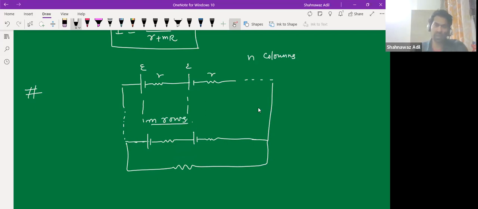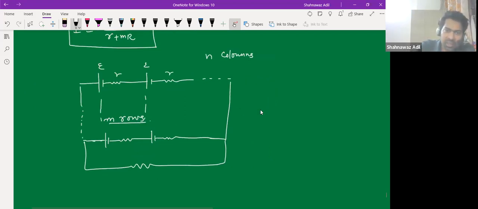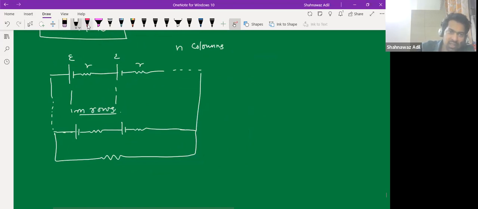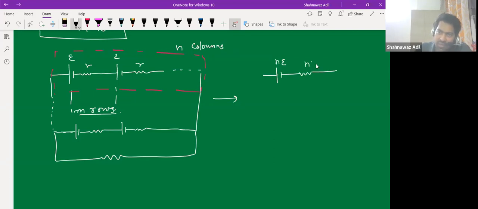So let us solve these independently. So first there is this series combination, right? There is this series combination. So we can write this equivalently as NE, right? This is the single cell which will consist of all these EMF and then NR. So this is the equivalent single cell of this series combination. Is this clear, Tariq?